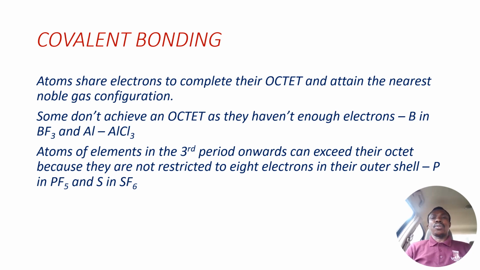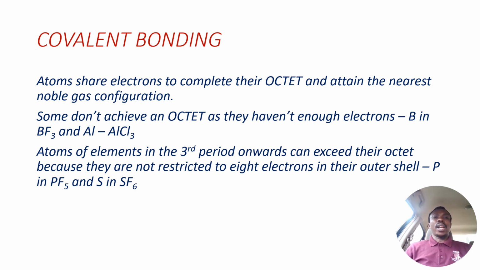But there are exceptions to this octet rule. Some don't achieve an octet as they haven't enough electrons, like boron in boron trifluoride and aluminium in aluminium chloride. They are electron deficient, so they don't have enough electrons.